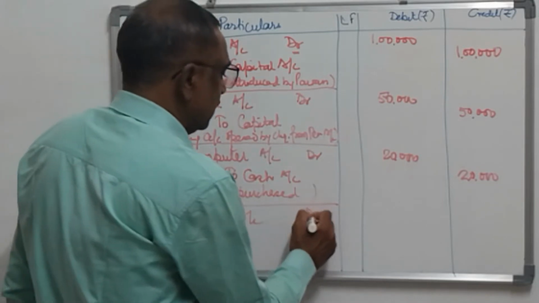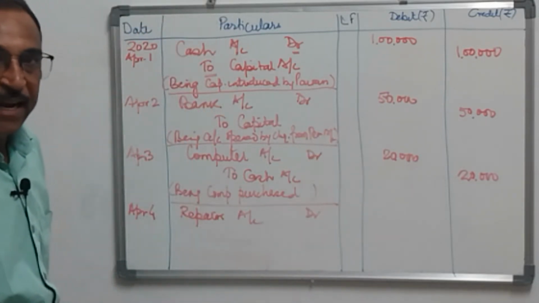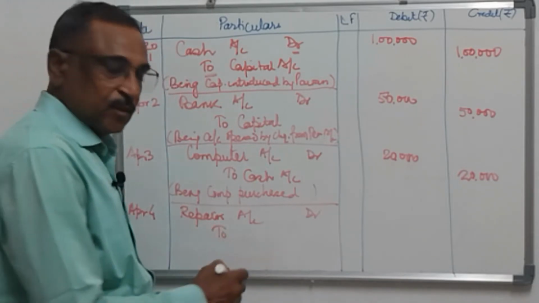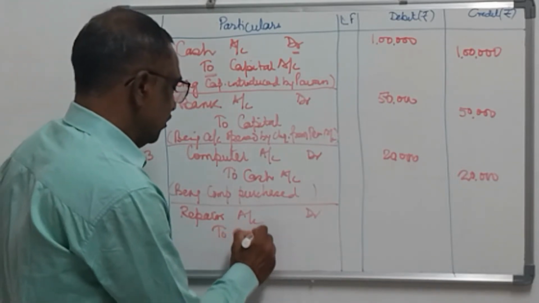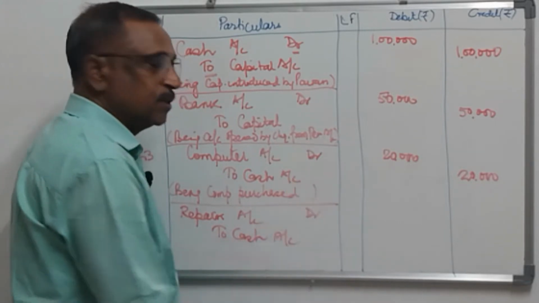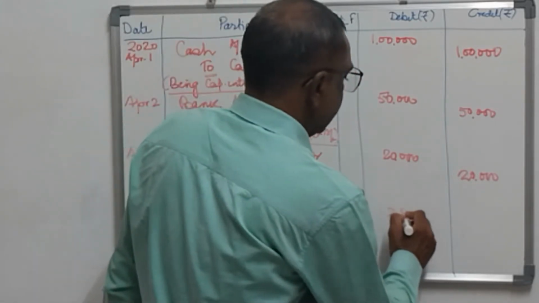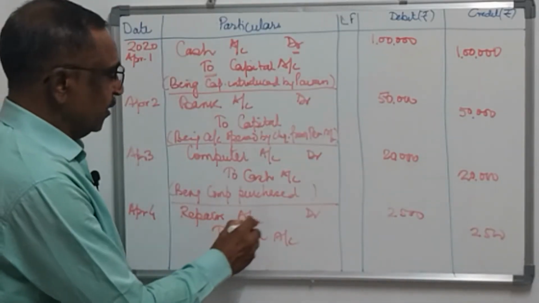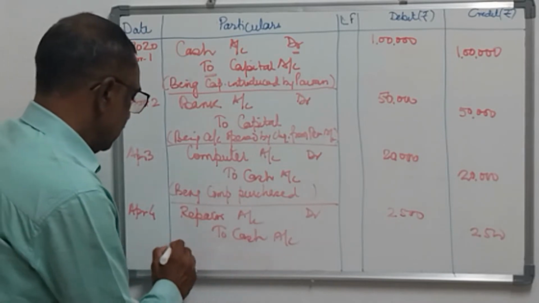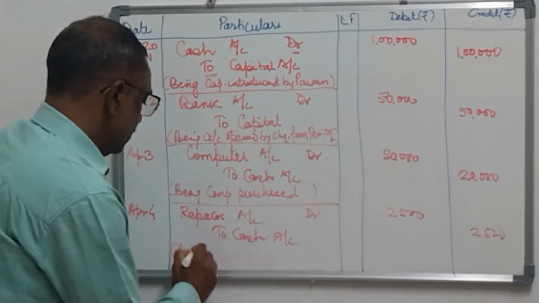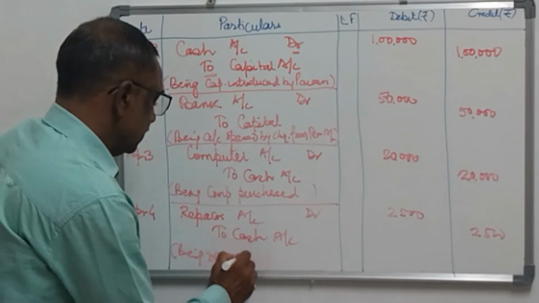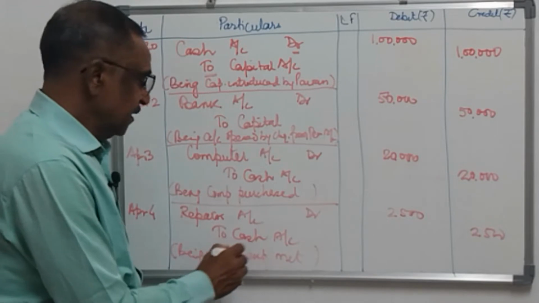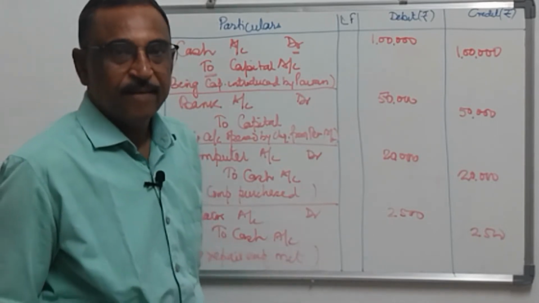account will be debited, and you are making the payment through cash. Cash is your real account and cash is going out. So we will write the entry as repairs account debited to cash account, being repairs expenses met, or being repairs expenses paid. Okay.